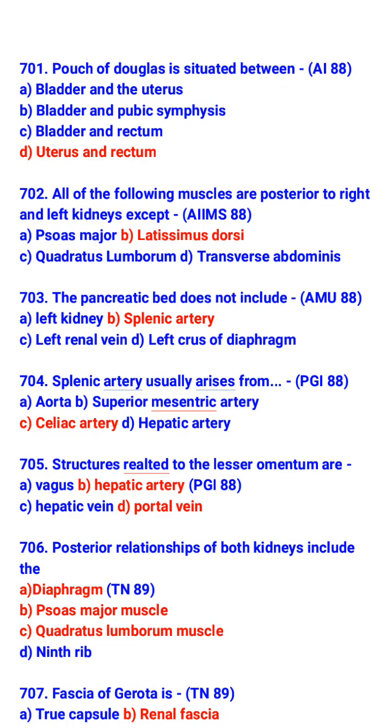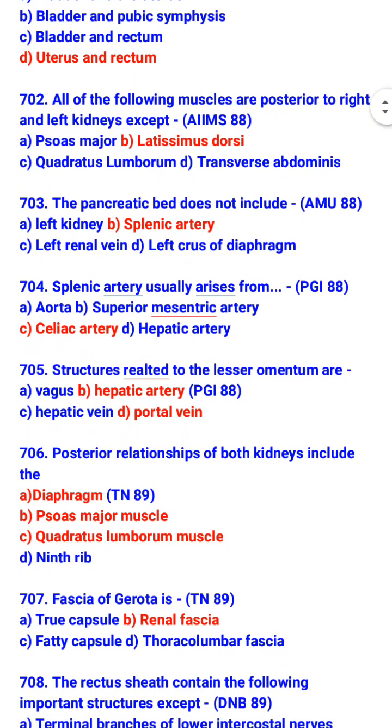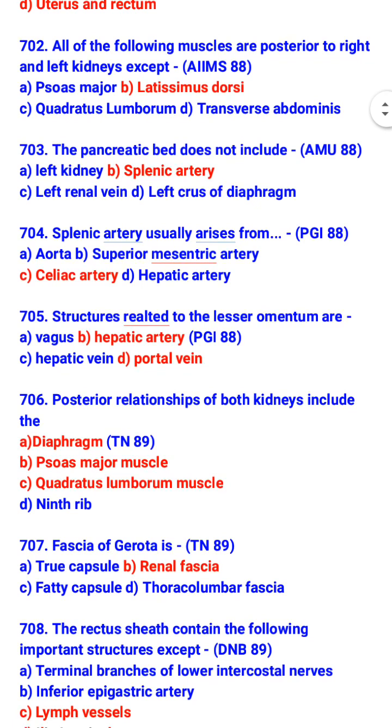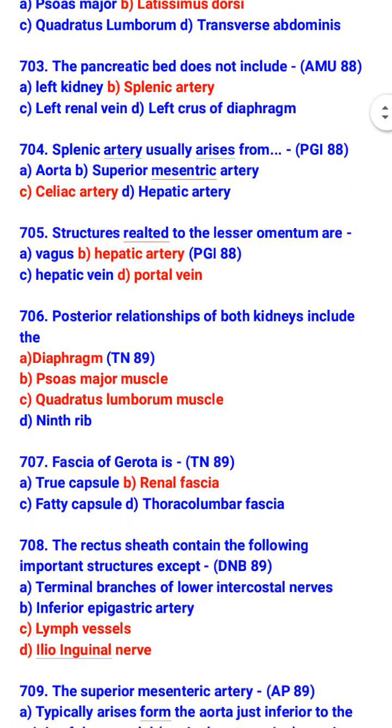The pancreatic bed does not include splenic artery. It includes left kidney, left renal vein and left crus of diaphragm. Splenic artery usually arises from celiac artery. Structures related to the lesser omentum are hepatic artery and portal vein. Posterior relationship of both kidneys include the diaphragm, psoas major muscle and quadratus lumborum muscle.